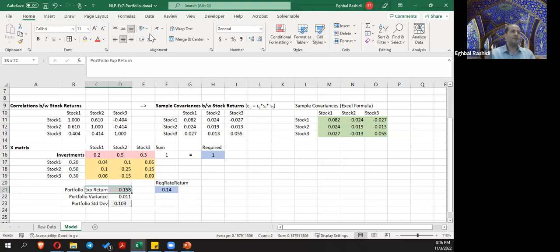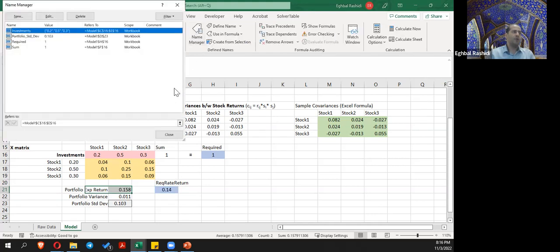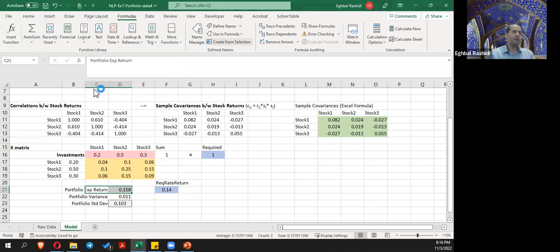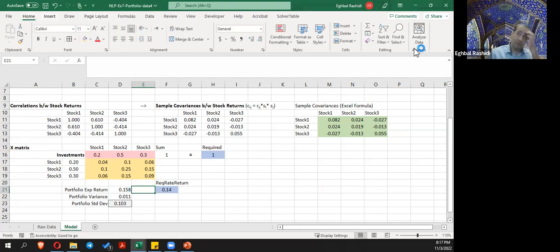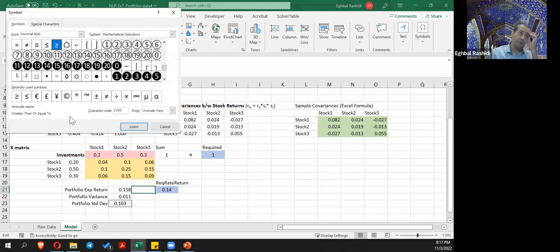And I'm going to name this, did I do it? Portfolio standard deviation, required portfolio rate of return. So I did not rename it. I'm going to rename this here. And this has to be greater than or equal to this value. So I'm going to use the symbol greater than or equal to for this. And that's it.